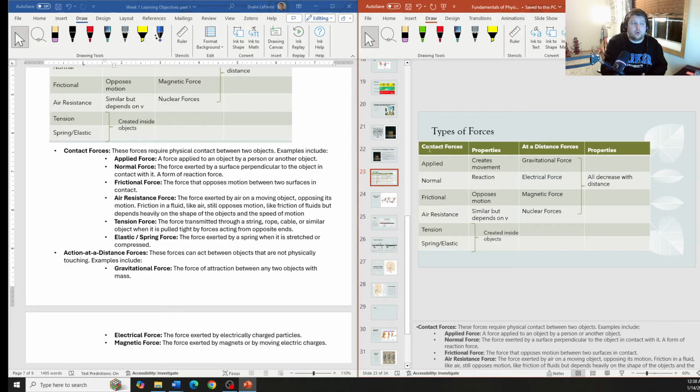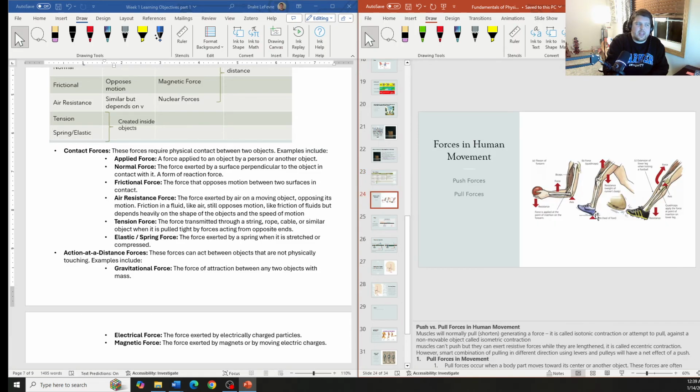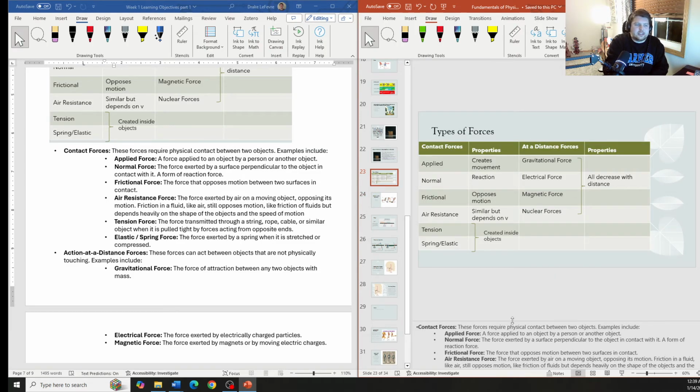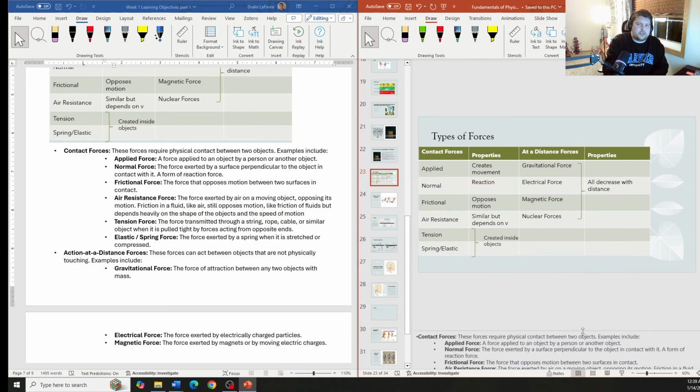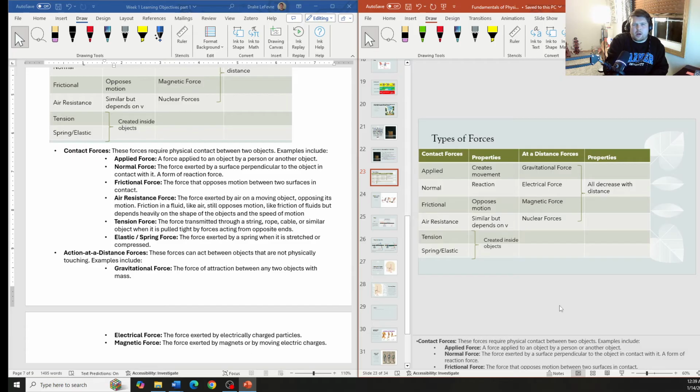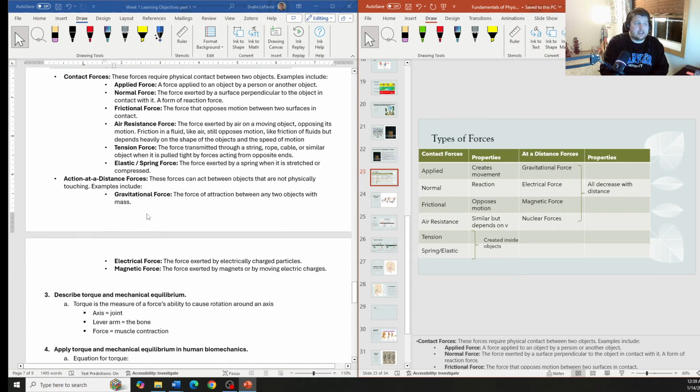What I would recommend, I would start with what is on the actual slides. Understand these. So I would know which of the forces are the contact forces, which of the forces are at a distance forces. Then if you have more time, look at which forces are created inside of objects, which ones decrease at distance. And then from there, continue. And if you want to learn each individual definition, that's also probably a good idea. That'll probably be what takes you from that B to that A- range when you get into exam time.